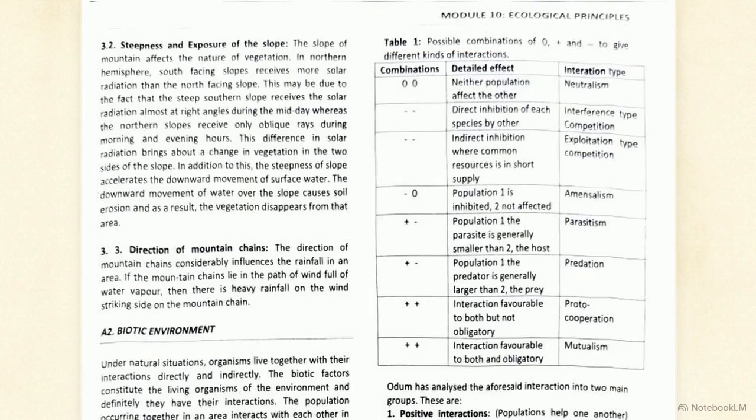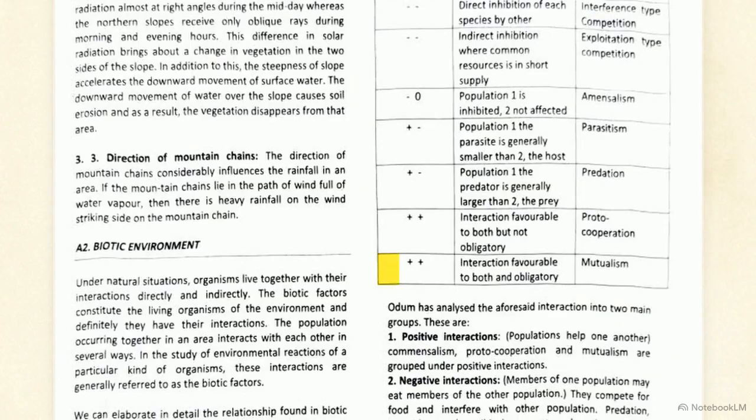Positive interactions take several forms. Mutualism is a plus-plus relationship where both species benefit and contact is indispensable for survival. Proto-cooperation is also plus-plus, but not mandatory. Commensalism is a plus-zero dynamic, where one species gains shelter or food while the other is unharmed.